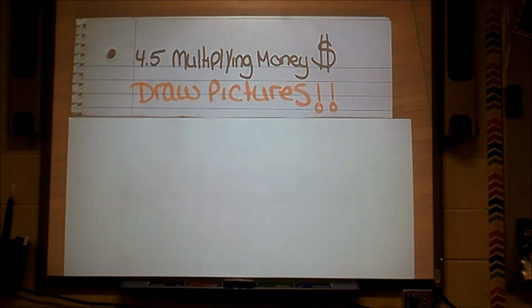Right, ladies and gentlemen, today we are working on section 4.5, chapter 4, section 5. We are going to be multiplying money, and with multiplying money, we are going to be drawing pictures. Say woo! Isn't that fun? I know how you guys love to draw some pictures and love to play with money. So, going right into it.